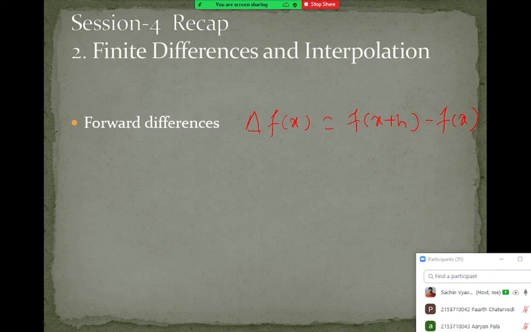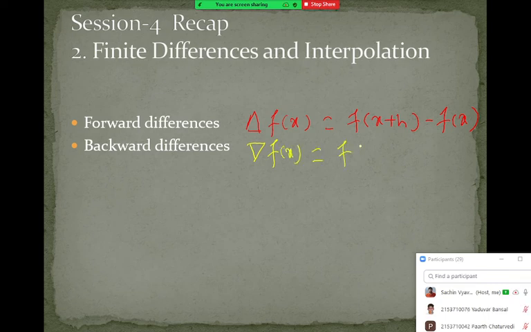Correct. Next we have the backward difference. Anyone now? I want the backward difference. So, del of f(x): f(x) minus f(x minus h). Good. f(x) minus f(x minus h). That is the definition of the backward difference for the function f(x).